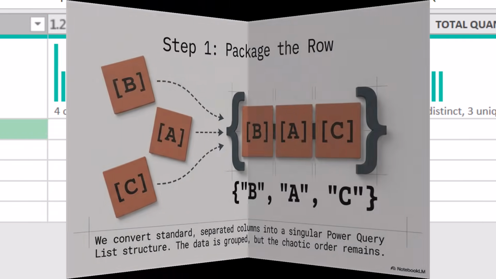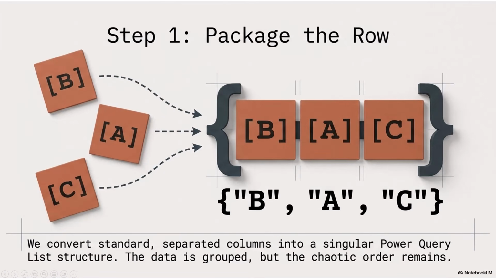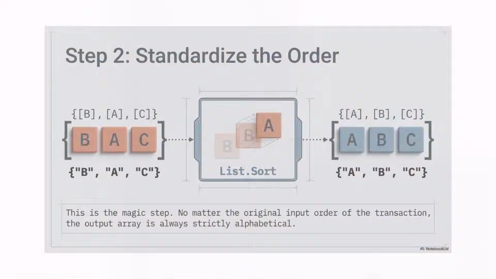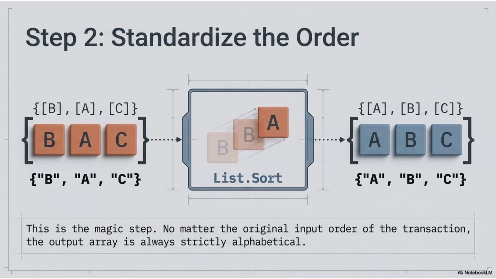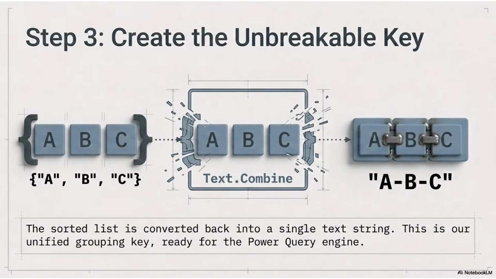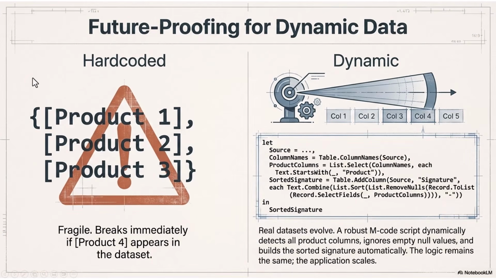To recap the final formula logic, first we create the list from our product columns, then sort the list alphabetically, and then combine. After applying this sorted key, the result is exactly what we wanted. If our data grows, you should use a more dynamic approach to this formula that automatically detects all product columns and ignores empty values.